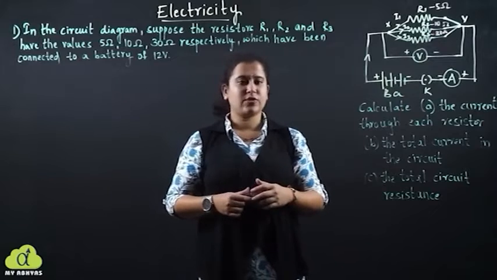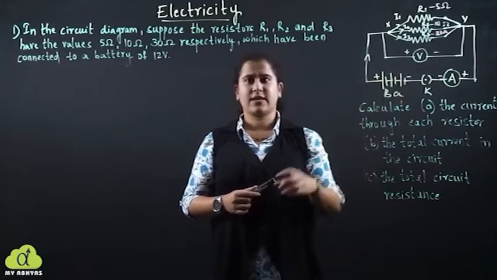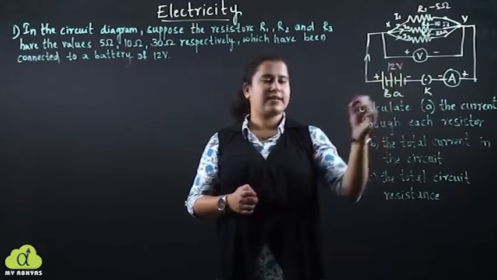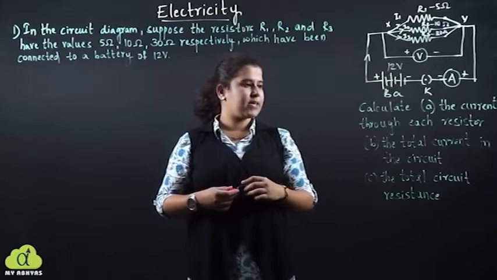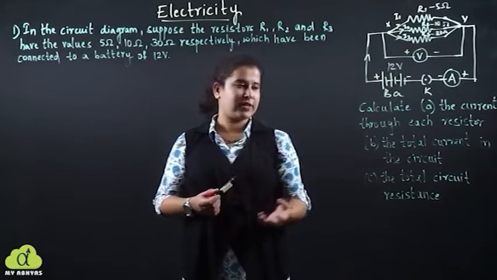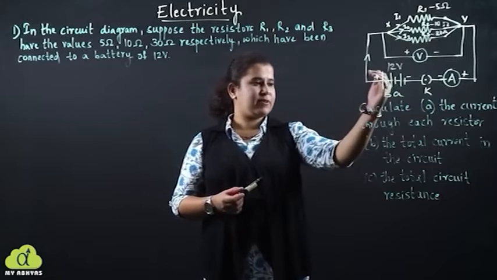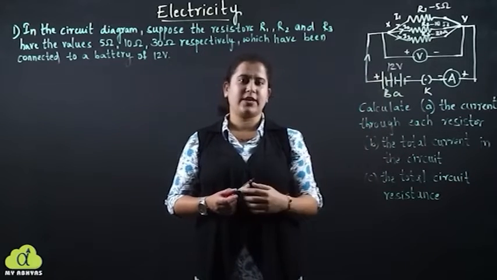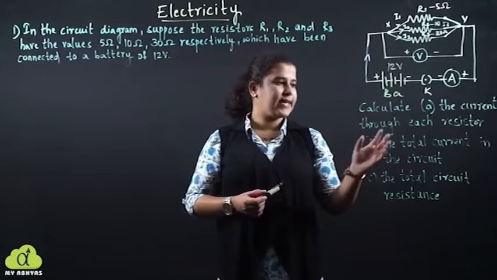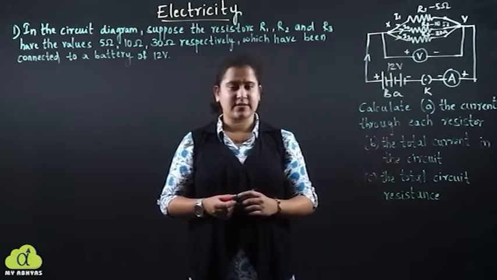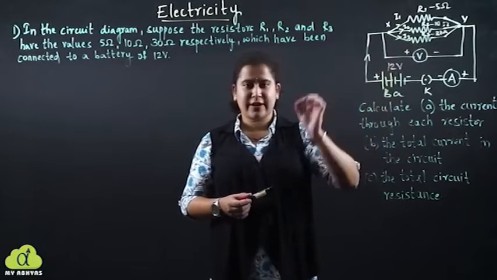So that is connected to a potential difference of the battery, which has a value of 12 volts. So coming to what we have to find out, they have given it. I have written it here for simplicity's sake: after the circuit diagram only, you will get to know what to find out. So calculate A, the current through each resistor.